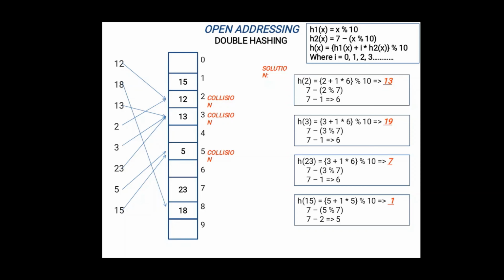Next is 5 mod 10, which is equal to 5. Next is 15 mod 10, which is equal to 5. So there is a collision again, so we search that one. So here h of 15 is equal to (5 plus 1 times 5) mod 10, which is equal to 1. So we found that key 15 at the index of 1. So basically, if we encounter a collision, we need to search and search until we get the answer.